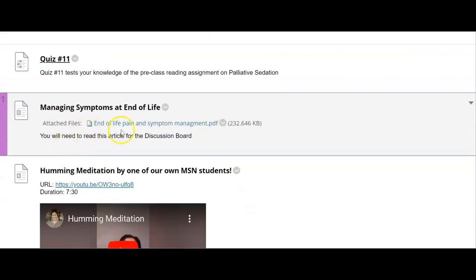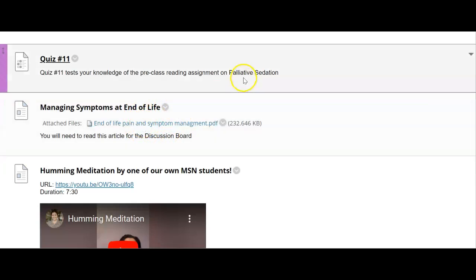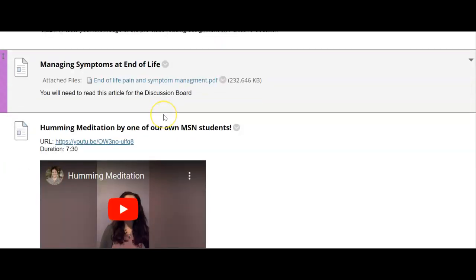There is a shorter article on end-of-life pain and symptom management, and you're going to base your discussion board post mostly on this information, but you're probably going to want to add in information on palliative sedation.